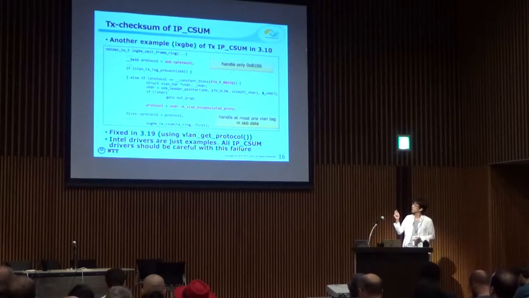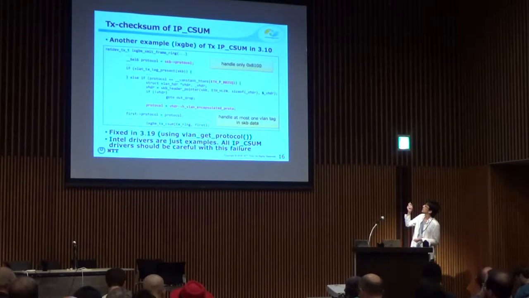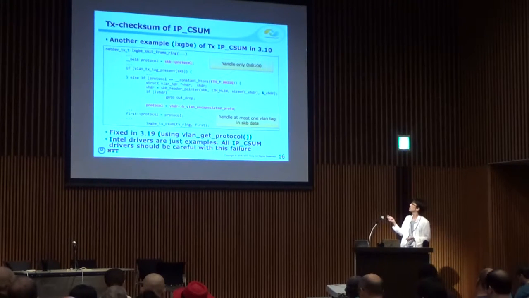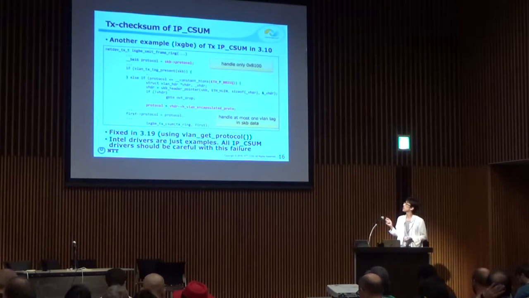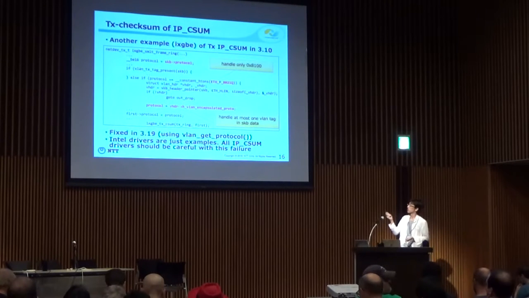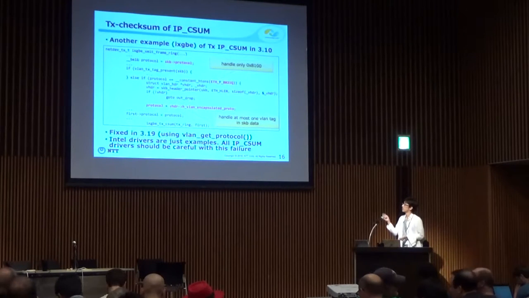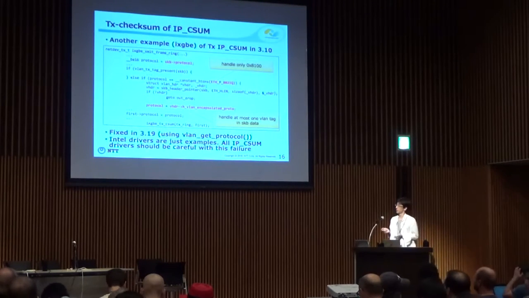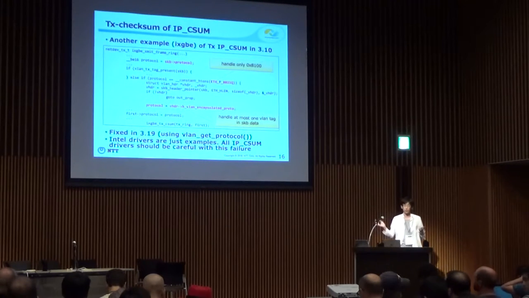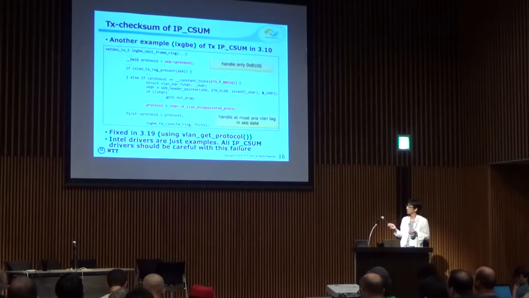This is another example, IXGB. IXGB gets the network protocol by itself, not using vlan_get_protocol. But it also handles only 8100 or at most one VLAN tag in the SKB data. So this is also fixed. But these are just examples. All drivers with the TX checksum feature should be careful about this failure.